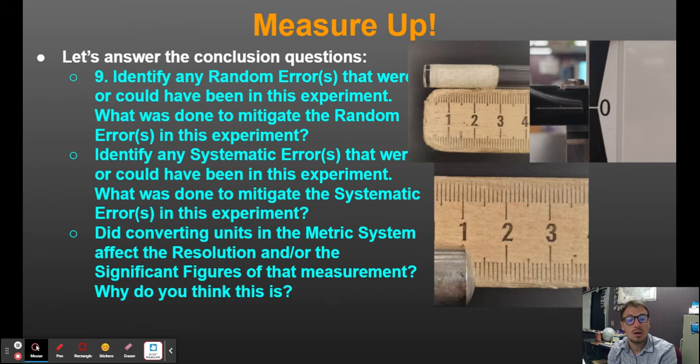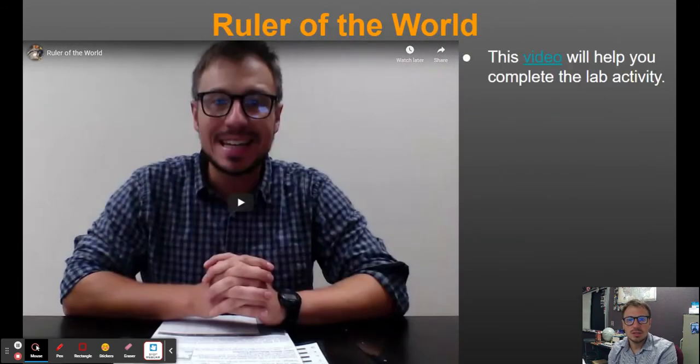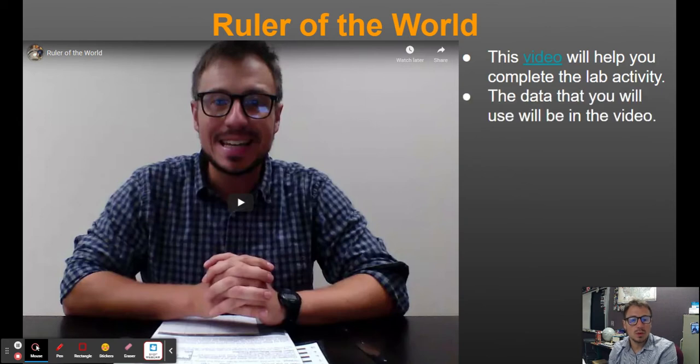Systematic errors are defects in the measuring instrument or parallax effect. And that last question, did converting units in the metric system affect the resolution or significant figures? The answer is no, because what affects that is the resolution of the instrument or the uncertainty digit. So another question is, how do you record a measurement in regard to resolution and the uncertainty digit? And that was the Ruler of the World lab.